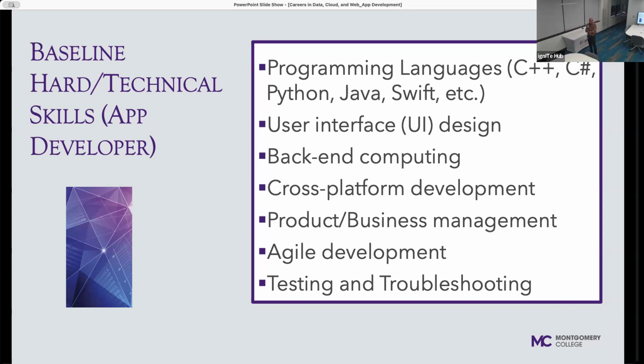Cross-platform development. Again, because you are developing something that needs to run on, let's say, Windows and macOS and maybe Linux. And what about mobile devices? Maybe Android, iOS, etc. Product and business management. This is where, especially for the development side, and this is something that I saw when we were doing our app design bootcamp.